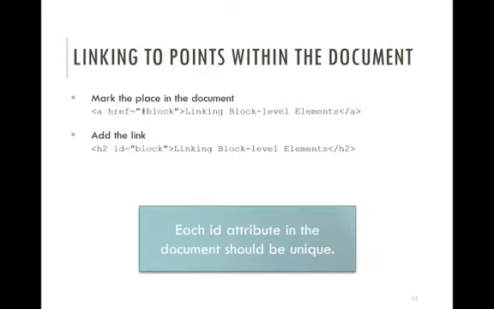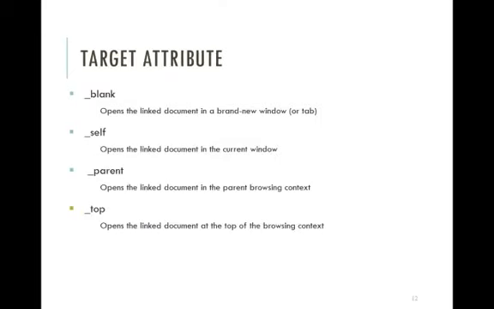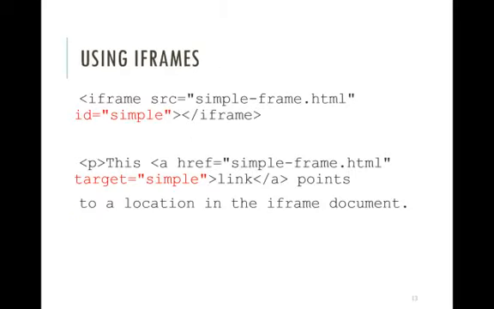When using anchors to link to points within the same document, you want to mark the place in the document and also add the link, but you want to make sure that each ID attribute is specific and unique. Here are a few of the target attributes. _blank will open the linked document in a brand new window or tab, whereas _self will open the linked document in the current window. _parent will open the linked document in the parent browsing context, and _top will open the linked document at the top of the browsing context.